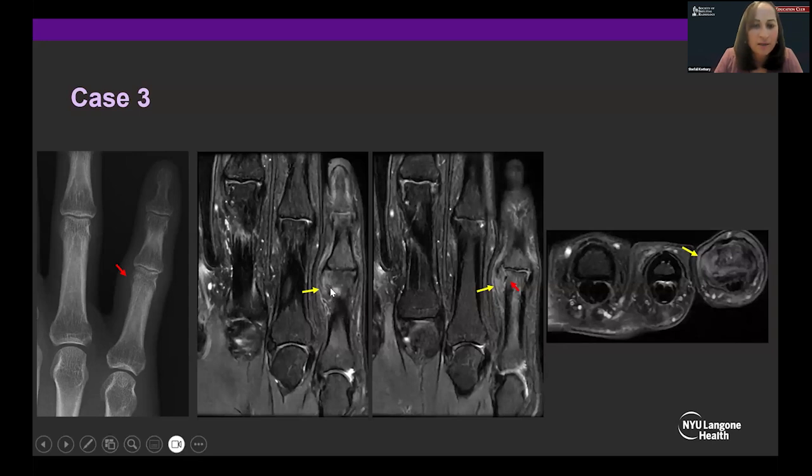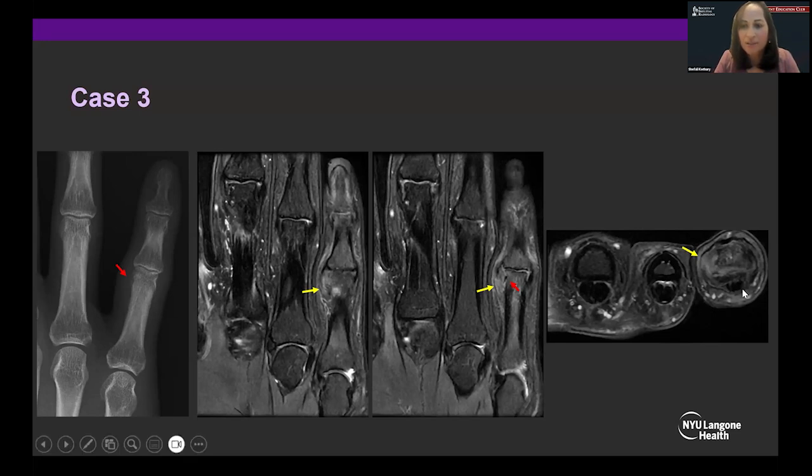Here we can see hyperintensity and irregularity of the radial collateral ligament, particularly at its proximal phalangeal attachment. We can see some low signal intensity fibers still at the middle phalangeal attachment. So this is a radial collateral ligament tear at the 5th proximal interphalangeal joint. We again see this low signal intensity structure here that likely reflects a small avulsion fracture.